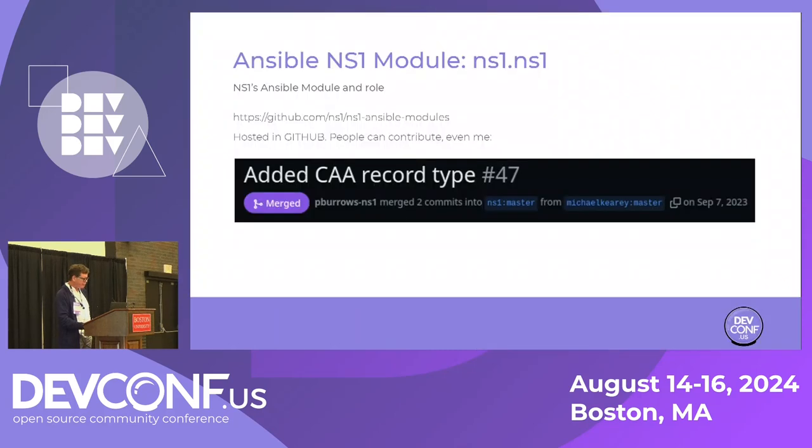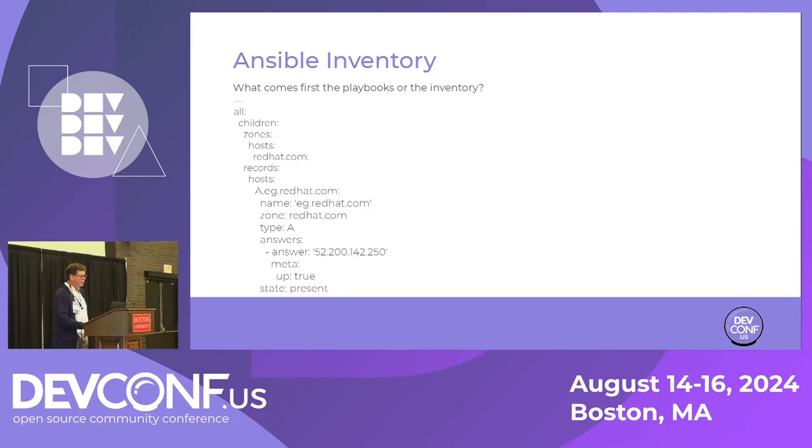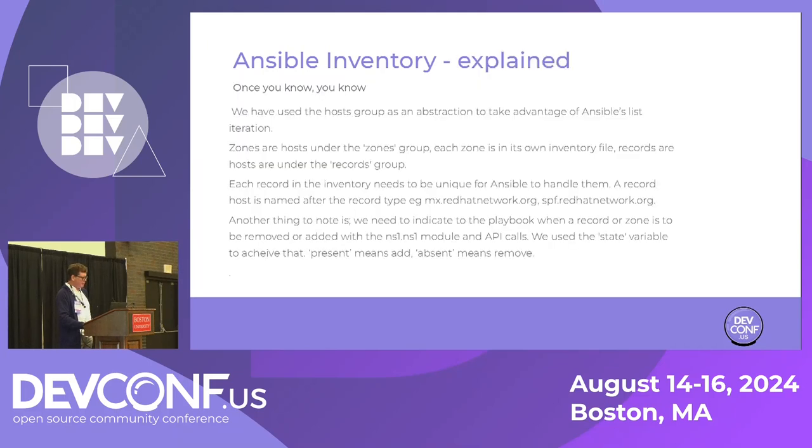So the Ansible parts. The Ansible NS1 module, NS1.NS1, is on GitHub. People can contribute. I made a very small contribution a while ago to add CAA records. It's a pretty cool project. We have the Ansible inventory that we designed. We pretty much wrote the playbooks and then realized this is the form the inventory would be in. I'm not sure what anyone else does, and it looks sort of odd. So we do things a little differently.